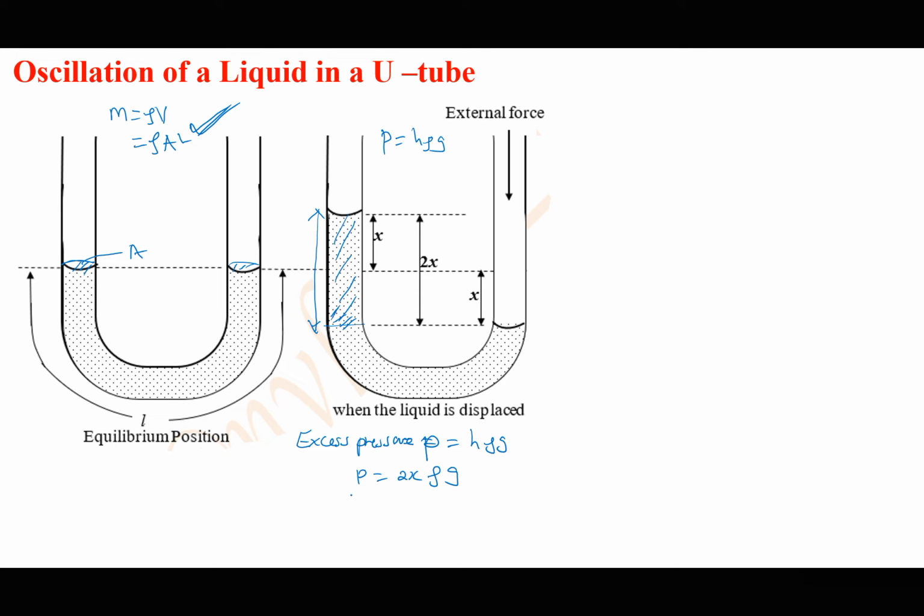Then remember, by definition, pressure is force acting normally per unit area, or force over area, so force is equal to pressure times the area. So the excess force, which we are going to call the restoring force, or the resultant force, F, is going to be the pressure, which is 2x times density times g, then times the cross-sectional area, which is A.